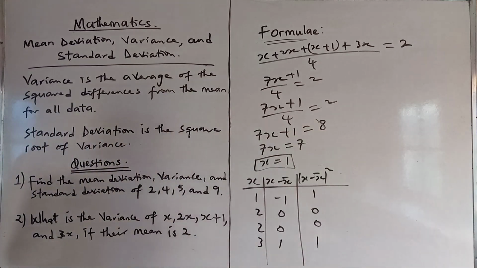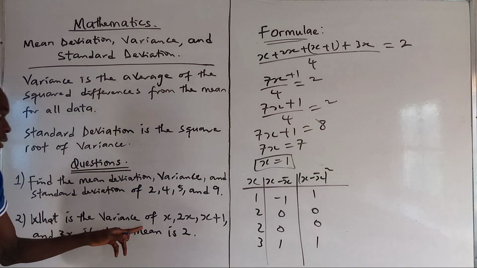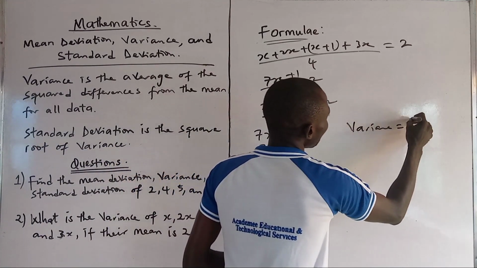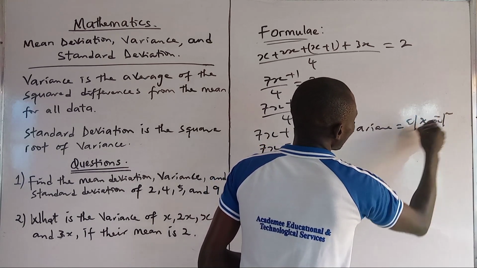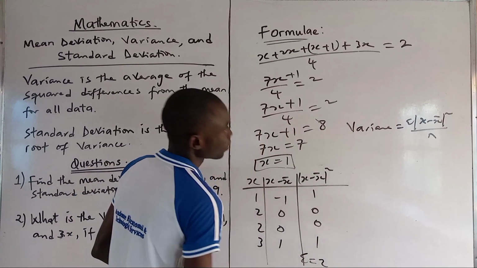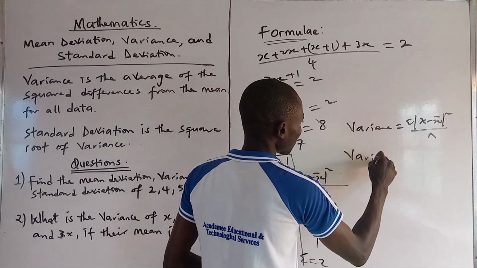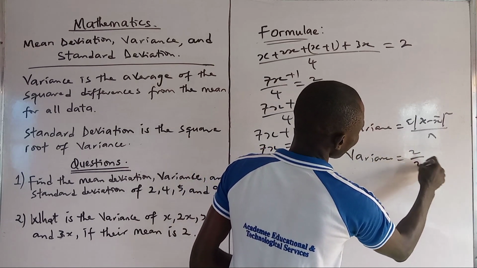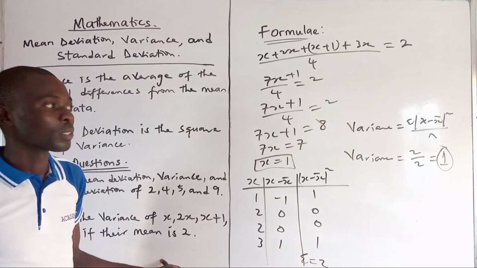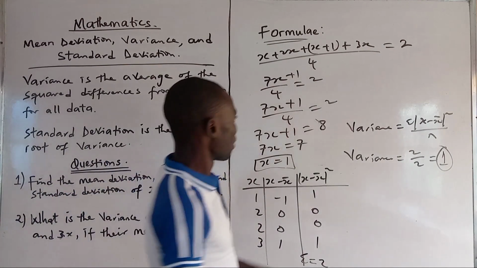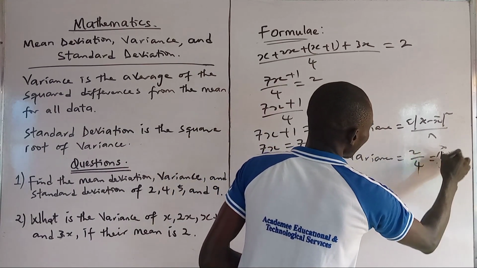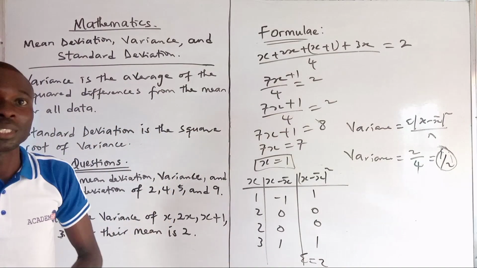Now, what are we asked to find? The variance. The formula for variance is simply the summation of x minus x bar squared over n. So we have to sum this column. Summing this column, we have 2. So our variance is 2 over, their number is 4, yes, 2 over 4. So 2 over 4 is going to be 1 over 2. That is the variance of the given data. Thank you.